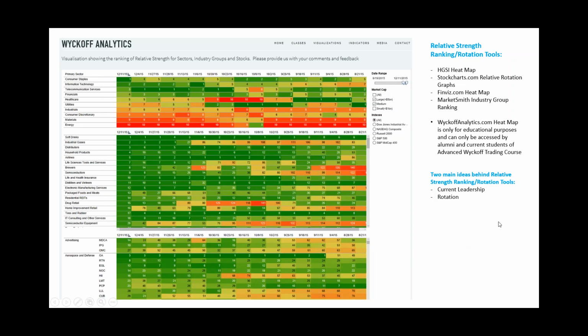FinViz, a free heat map that you can use as well. MarketSmith has its own group classification that I really like as well. Sometimes I'll look at that.